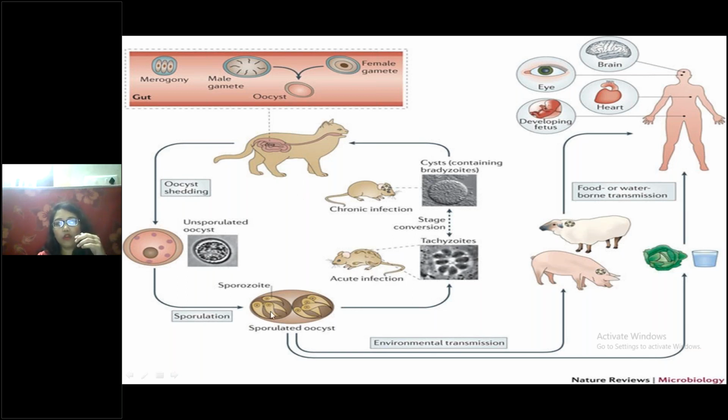But somehow, if the human is infected, it can be through any other animal or through a cat, and then different parts of the body can be damaged, like the brain and the eye. The developing fetus can have some sort of congenital disorders, and then the heart also can be affected. So this is the thing with toxoplasmosis.